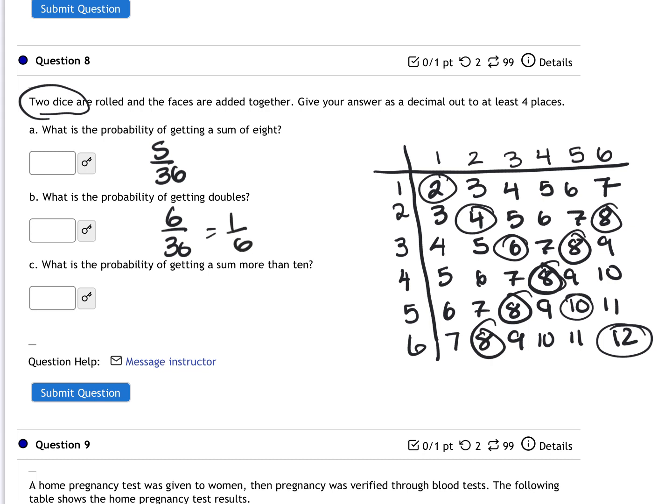Probability of getting a sum more than 10. More than 10. Whoops, not 10. 1, 2, 3. 3 out of 36. Hey, there you go. And they want these in decimals, so just use your calculator and figure out what the decimals are. Make sure you're rounding correctly.